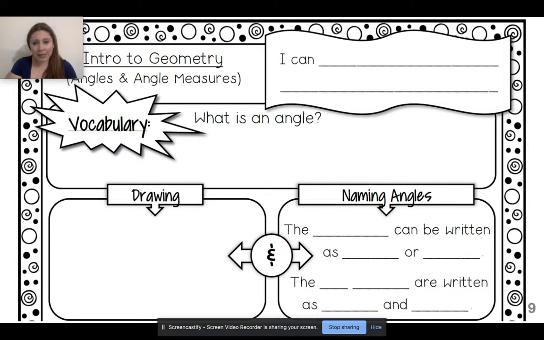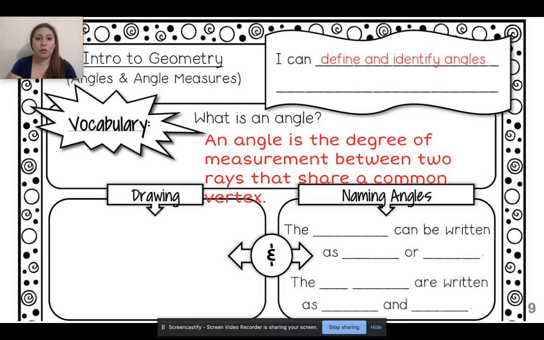So here is the next page that I'm going to give you guys. It's angles and measures. Make sure that you guys are using the correct one and not the last one. So what should you be able to do by the end of this page? I can define and identify angles.